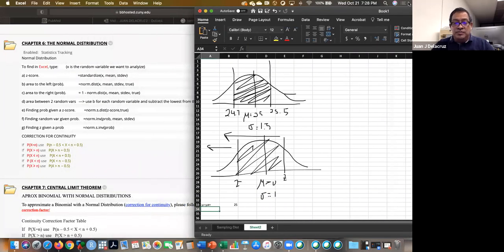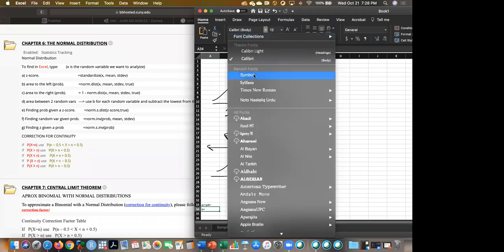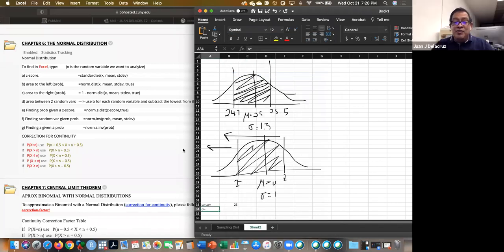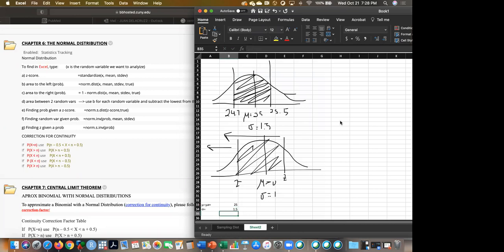What else do I know? Do I know sigma? Yes, I know sigma. Do I need sigma for my computation? The answer is yes. I need to find the value. So in this case, how much is sigma? 1.5. Then I have what?